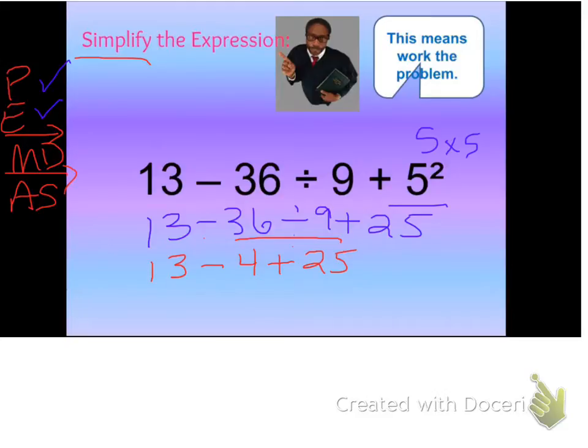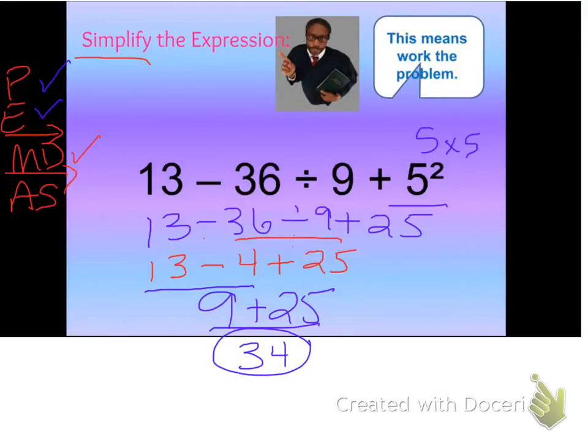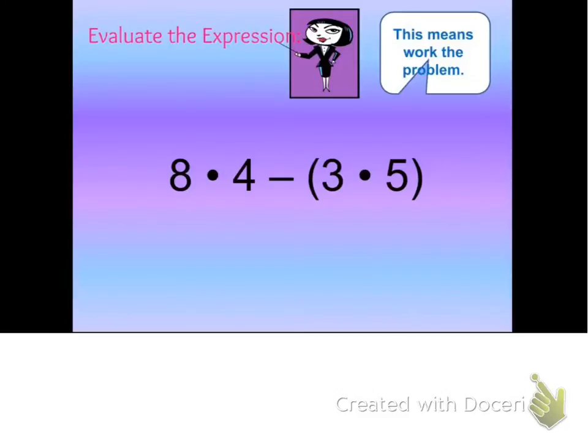I have no more multiplication and division, so that step is done. So now I'm going to move into addition and subtraction from left to right. So the first thing I'm going to do is right here. 13 minus 4 is 9, and I'm going to bring down my plus 25. 9 plus 25 is 34. So I know that when I simplify this, I get 34. One step on each line helps to make sure that you don't make an error.